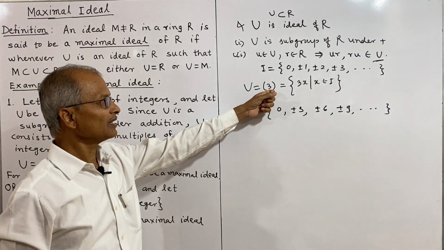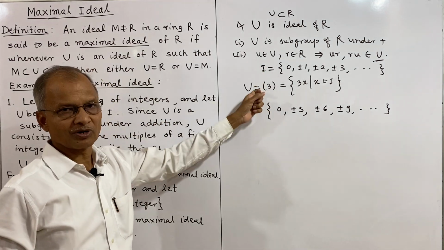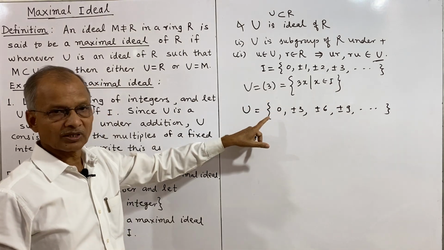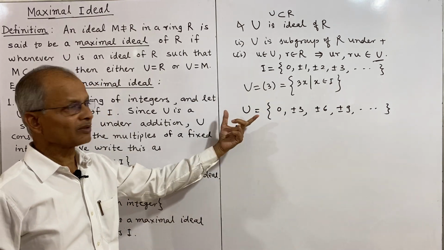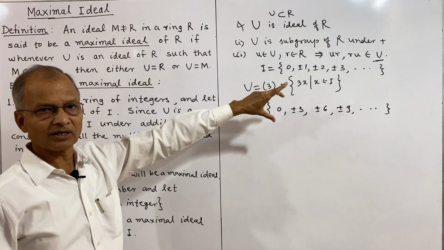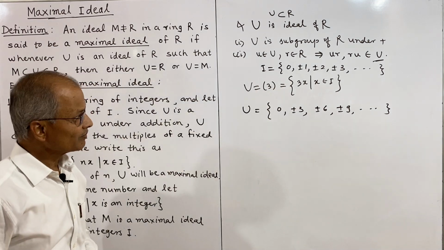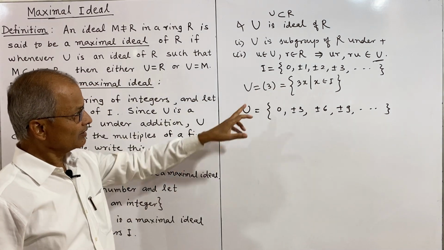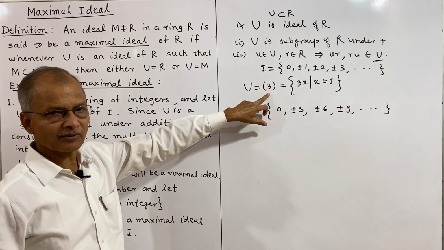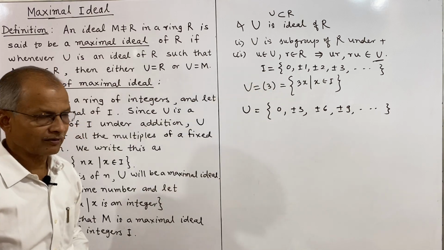And n can be taken as any integer. If you consider n as 1, then U and I will be the same. Then 3, 4, 5, etc., all multiples. If you consider this is generated by 2, then it will be multiples of 2. That is the set generated by 5 will be integral multiples of 5, etc.